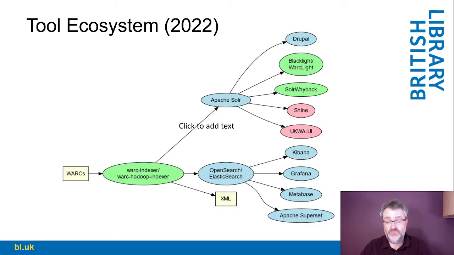Thanks to the various collaborators and contributors who've donated code and made new projects around the code base over the years, we now have more options. As well as simple things like outputting to XML instead of using Apache Solr, you can also now output to Elasticsearch or OpenSearch. And this opens up a whole new set of possibilities.